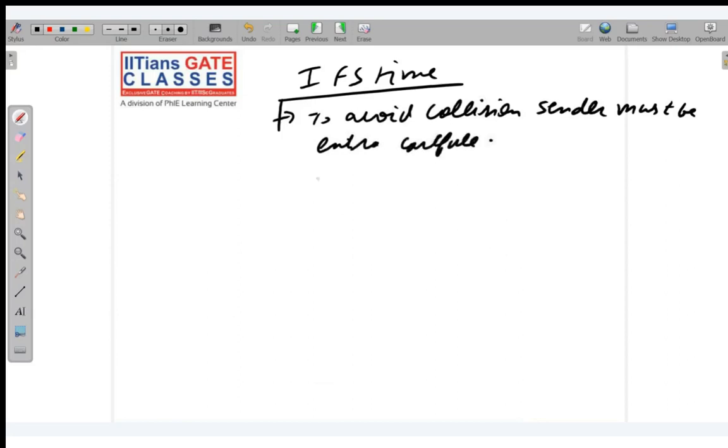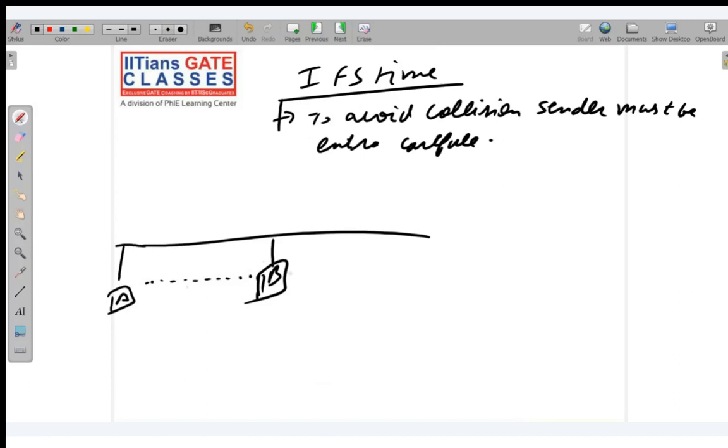Say if we have a station B here which wants to send data. Now what will it do? It will not send data immediately. It will first wait for some time. If we have a most widely placed station at the back of it, that is A, A is the most widely placed station which is back of B.